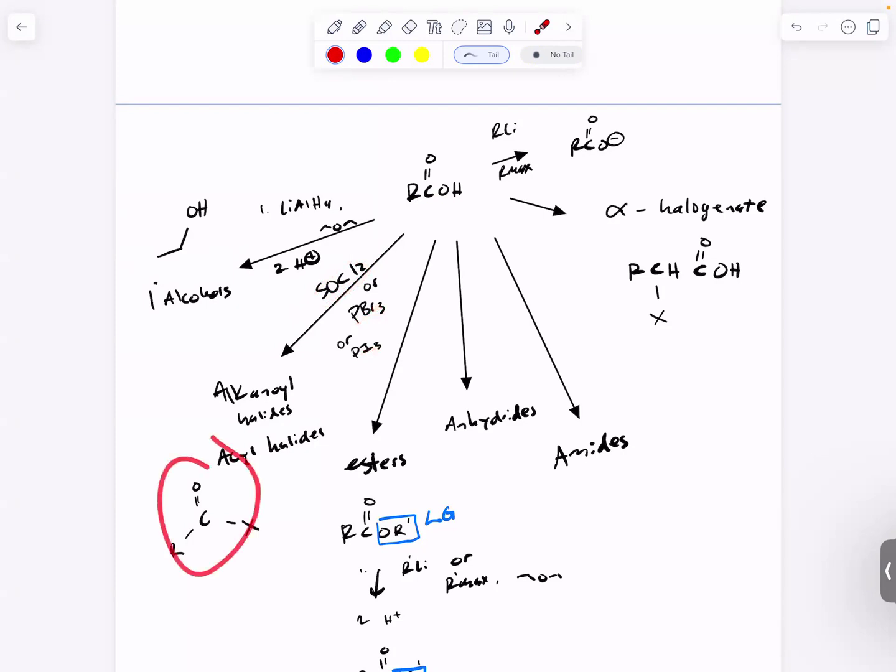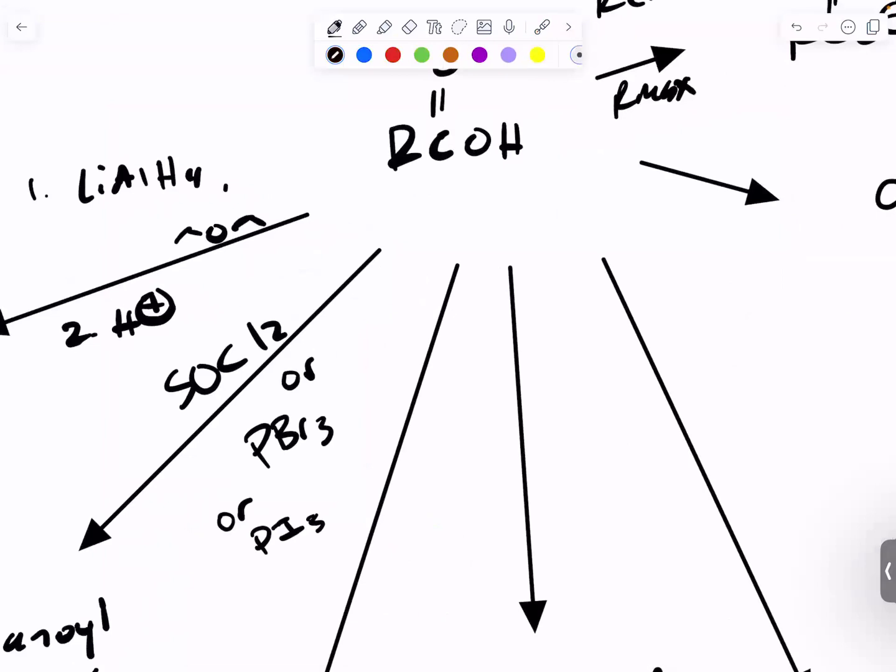Okay. There is a mechanism for that. So we're going to do it, but we're not going to do it today. We're just going to have our whole flow chart here mapped out for us, and then we'll go from there. Okay. But you'll see SOCl2 without anything, and then you'll also see SOCl2 with something.